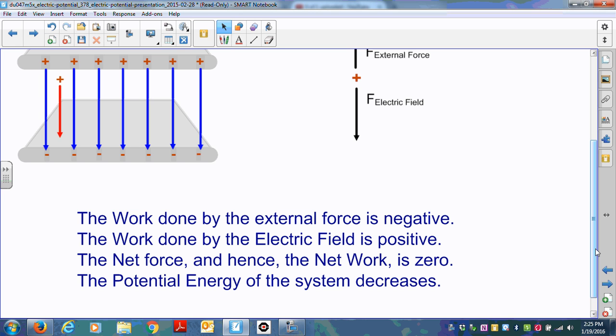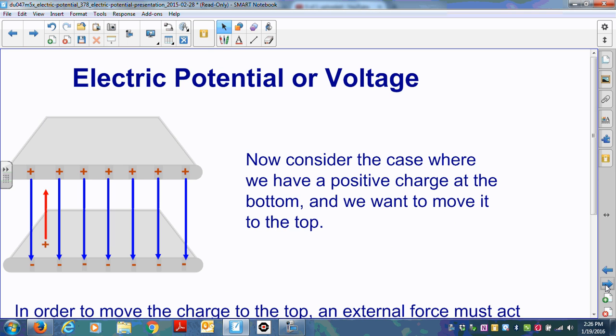Okay, so think about this for a minute. The net force is 0. If the net force is 0, then the work, which is F dot d, must also be 0. The work done by the external force, though, is not 0, and the work done by the electric field is not 0. This means that the work done by the external force must be the same magnitude as the work done by the electric field, but in the opposite direction. Meaning the displacement and the forces must be opposing one another.